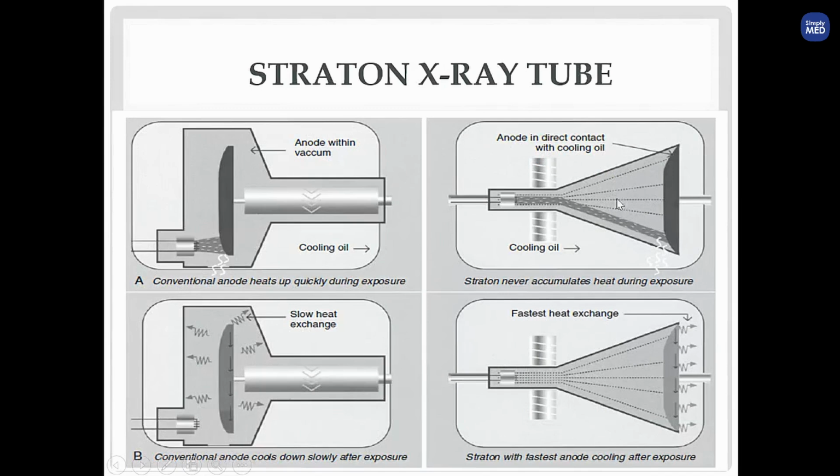So this is your conventional one, and this is your Straton. In the conventional one, the cooling oil is outside, so the anode will heat up faster. Whereas here, the cooling oil is inside only, so there is less heating of the anode. Heat will exchange quickly here, whereas in the conventional one there will be slow heat exchange.